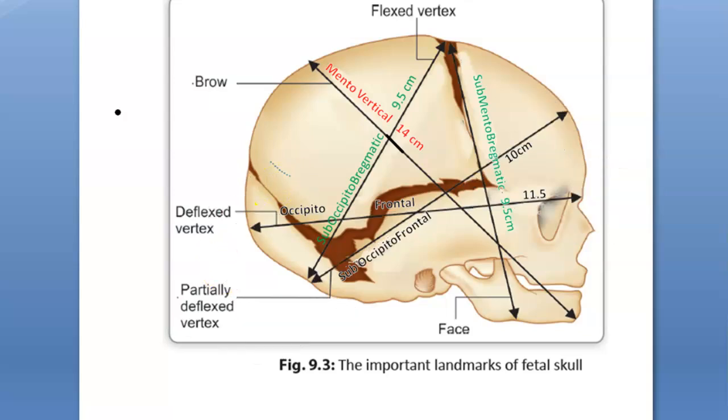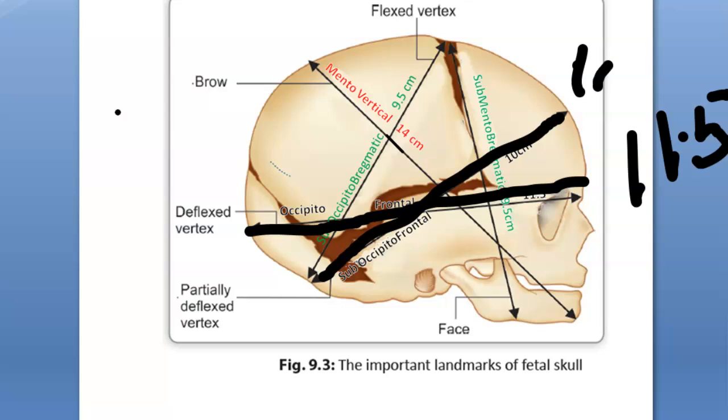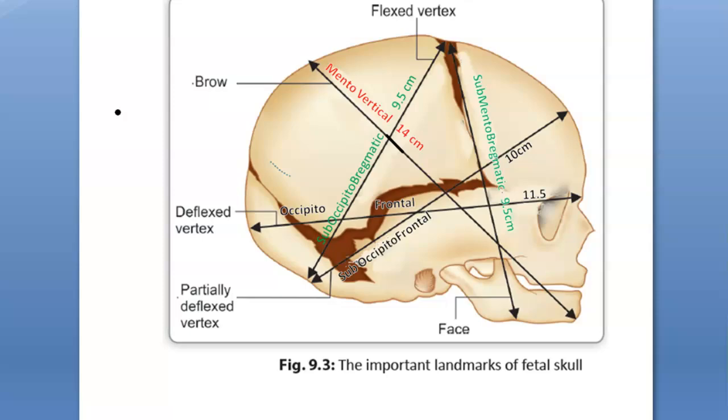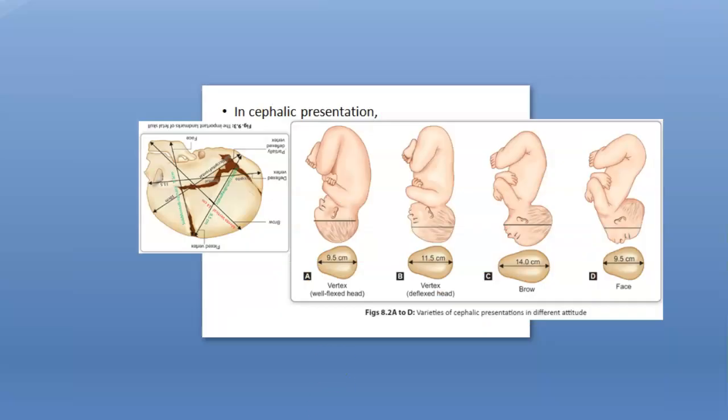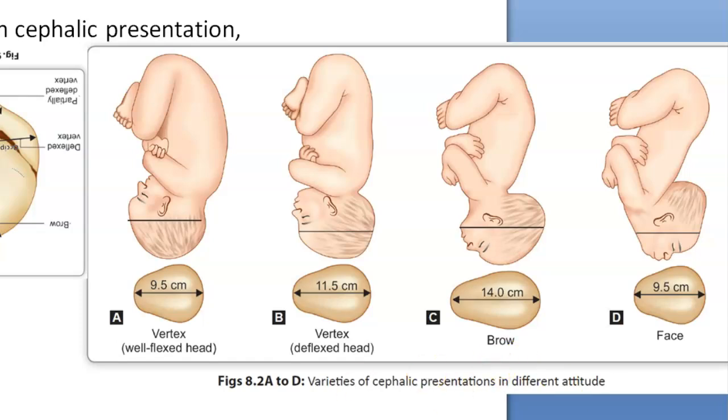So now let us understand one by one. Occipito frontal we are saying is 11.5. Oh, that's quite huge. And suboccipito frontal 10. Okay, 10 and 11.5. Let us see in cephalic presentation where actually we came across this. See, 11.5 is there here.